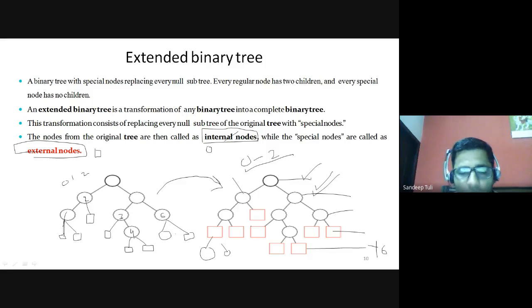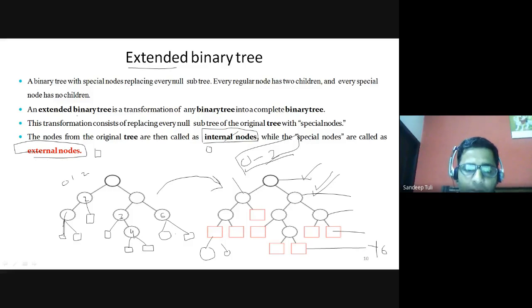So it is not necessary that we get a full tree or a complete tree, we don't claim that. But what will we get? We will definitely get a strictly binary tree. That is what we are ensuring. So the process of converting a simple binary tree into a strictly binary tree is called an extended binary tree.